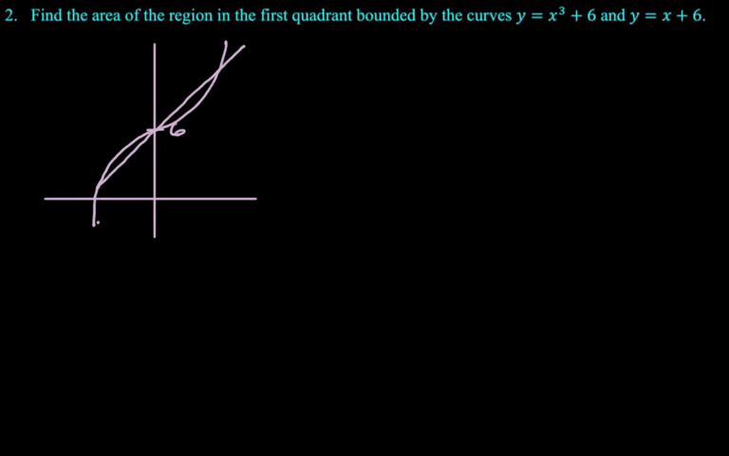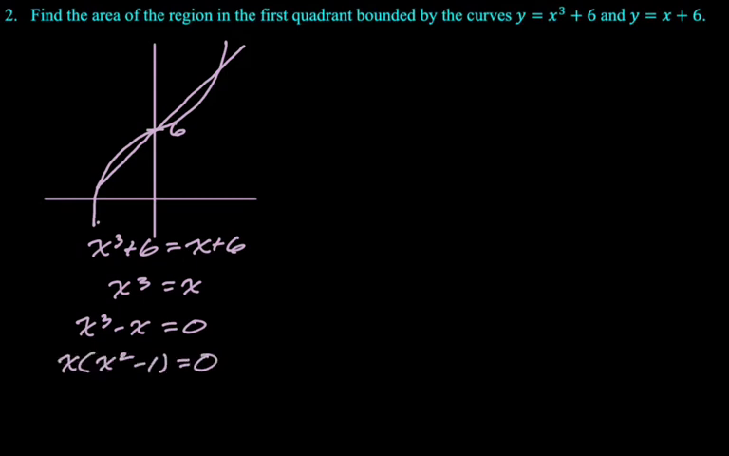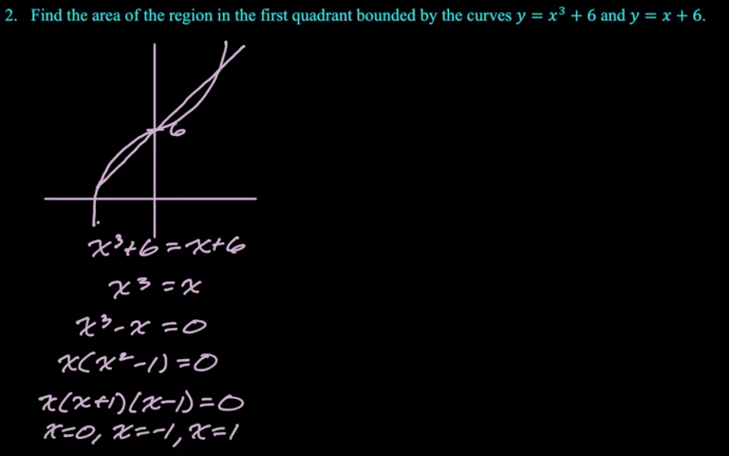We need to find the intersection points, so we'll set these functions equal. You don't need to watch that. I'm going to subtract off the 6's, move everything to one side, factor out an x, factor x squared minus 1 into x plus 1 times x minus 1, set it equal to 0, and we get x is 0, x is negative 1, or x is 1. We only want the first quadrant region though, so we're interested in this point, which is (0, 6), and then if you plug 1 into either function, you get (1, 7). So that's the region that we're interested in.